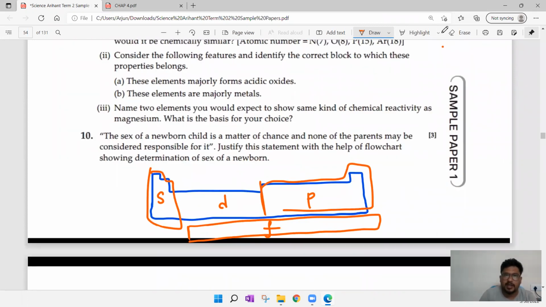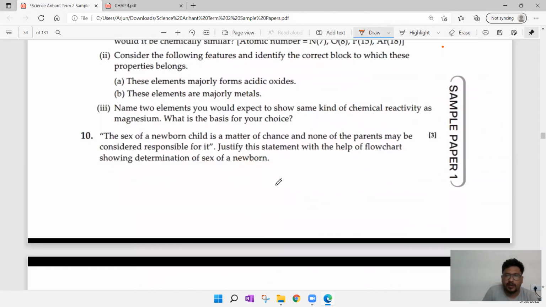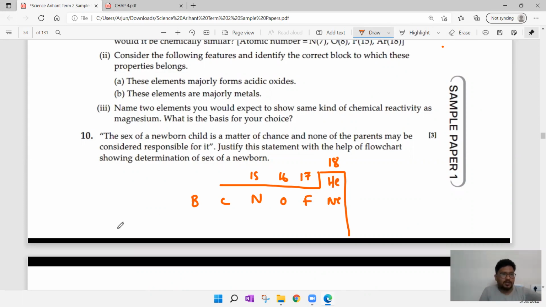Now you should have some idea regarding the periodic table and placement of elements. Let us draw the periodic table structure only towards your right hand side. This is 18th group, 17th, 16th, 15th. Now here we have helium, lithium, beryllium, boron, carbon, nitrogen, oxygen, fluorine, neon. Again, towards your left hand side, sodium, magnesium, here, aluminium, silicon, phosphorus, sulfur, chlorine, argon.